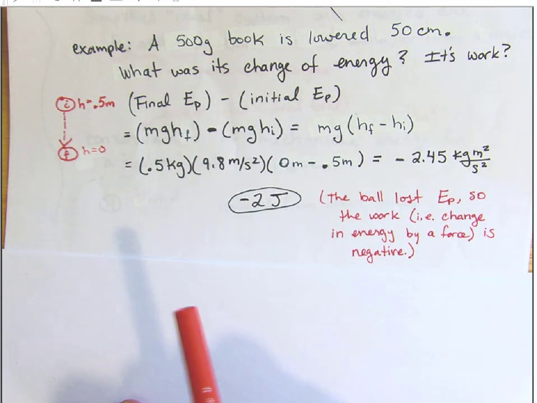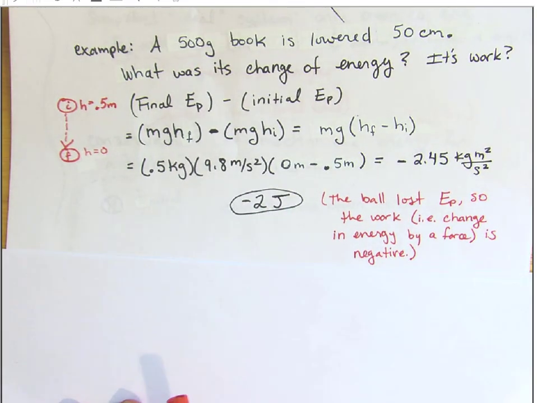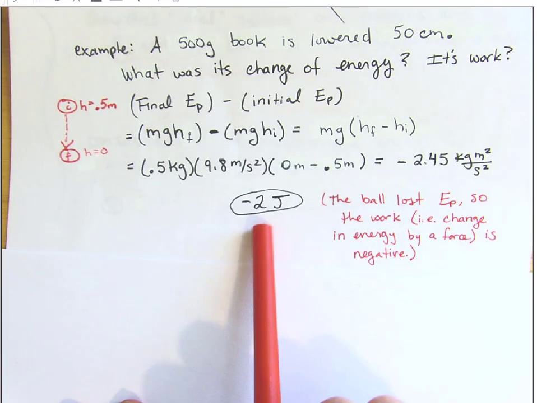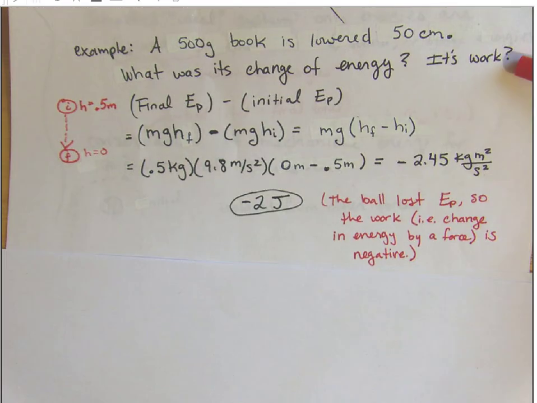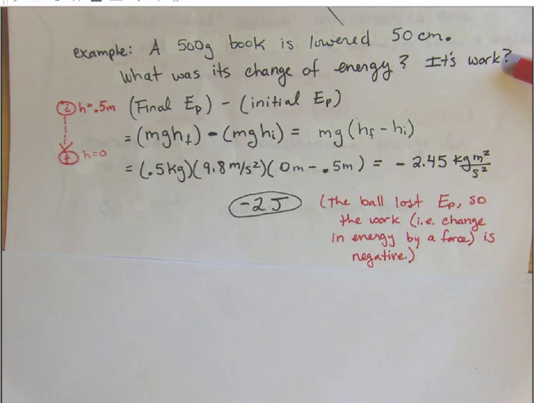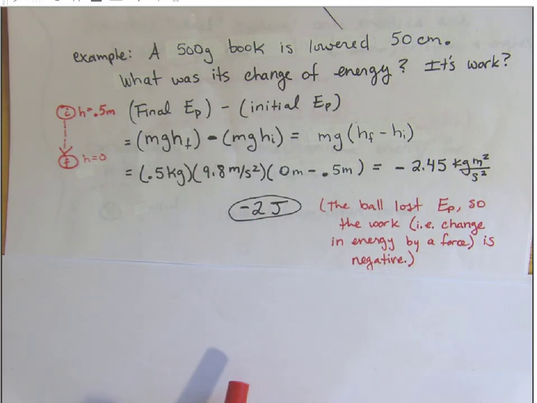So rewriting kilogram meter squared per second squared as a joule and rounding for sig figs, I end up with just negative 2 joules. And that was its change of energy. What was its work? Well, work is, by definition, the amount of change of energy done by a force. Well, this was the gravitational force that was pulling on it during this change. So the work is also just negative 2 joules. The work is the change in energy.